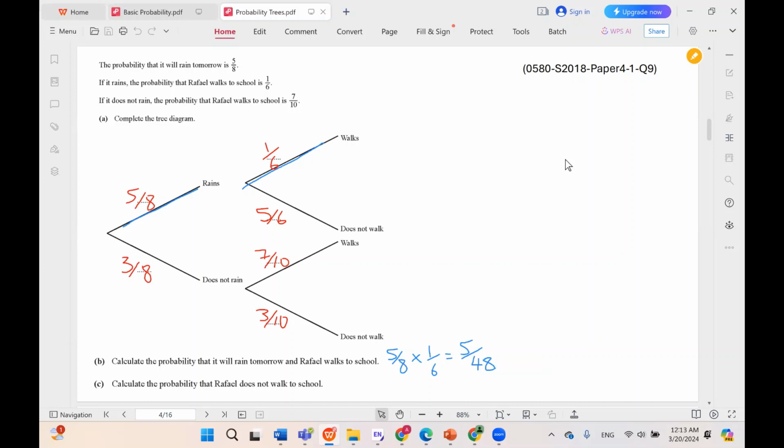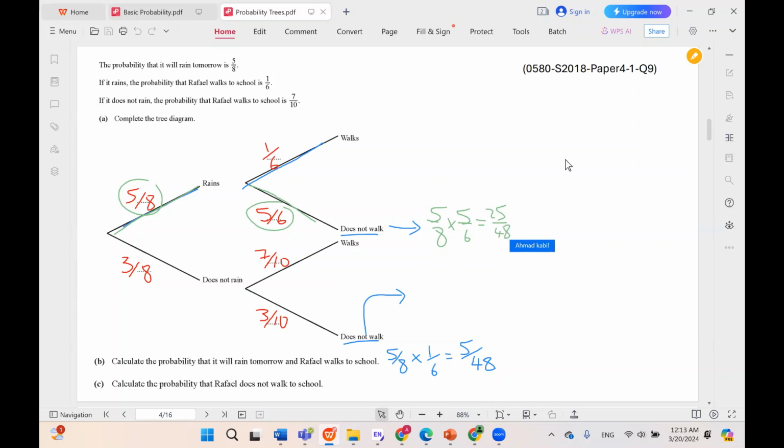In C, we are told calculate the probability that he does not walk to school. So we have two scenarios. Here we have does not walk, and we also have does not walk here as well. We want to calculate the probability of each and then add them up together. So the probability of the upper one is that it rains and he does not walk. So this would be 5 over 8 times 5 over 6. And this gives us 25 over 48.